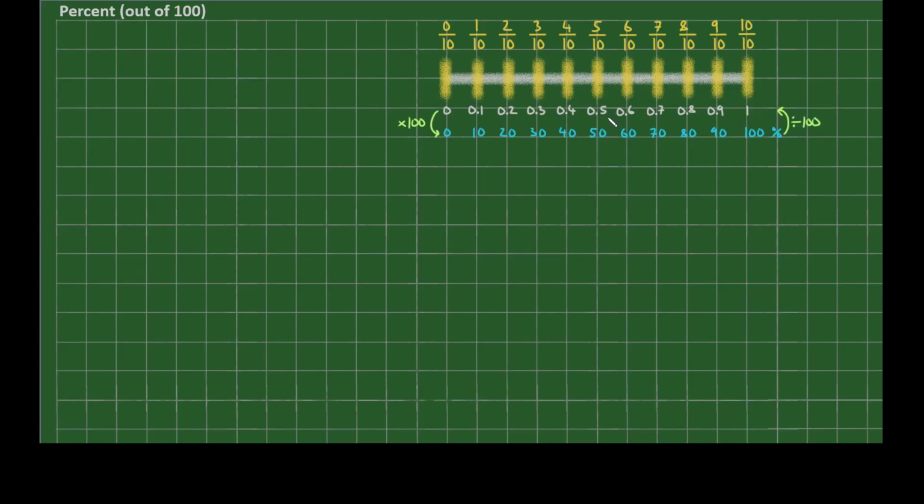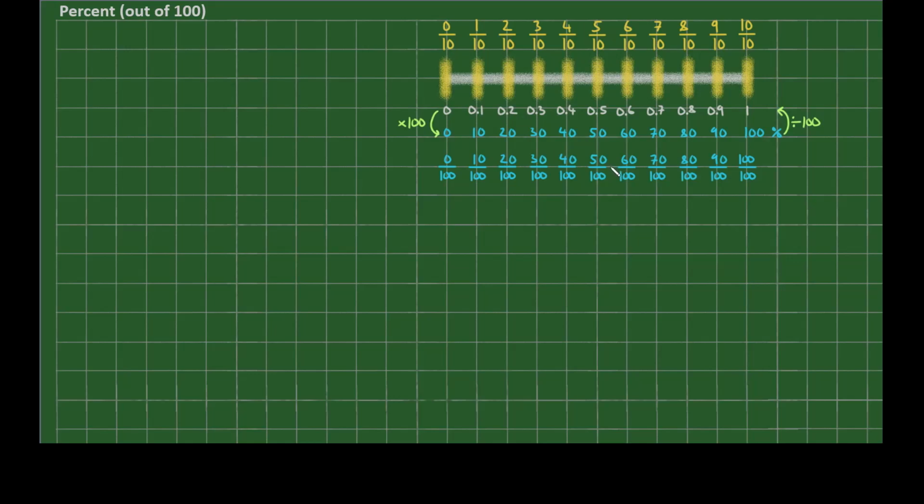At the start, I said that percent means out of 100. And so each percentage can be expressed as a fraction where the denominator is 100. And so now I could say that 5 tenths is the same as 0.5, is the same as 50%, is the same as 50 100ths.